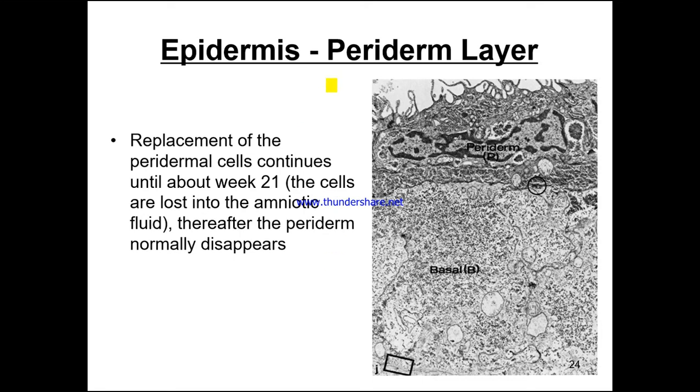The epidermis, the peridermal layer. So it's replacement of the peridermal cells, and it continues until about week 21, and the cells are lost in the amniotic fluid. Thereafter the periderm normally disappears. So here we can see in a cross-sectional histological slide, we can see the basal and the peridermal part. And as I say, don't worry too much at this point yet.